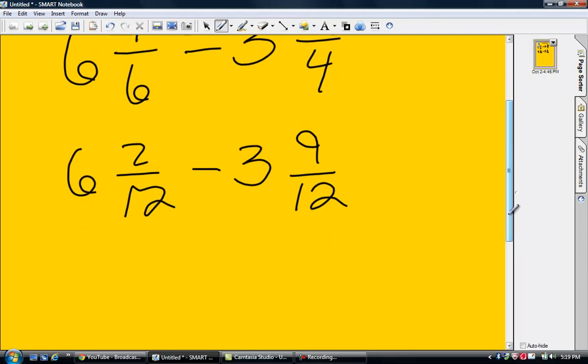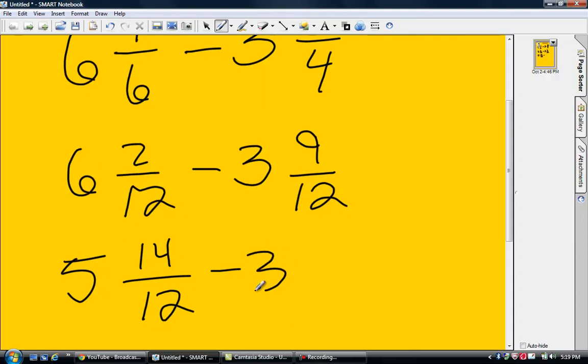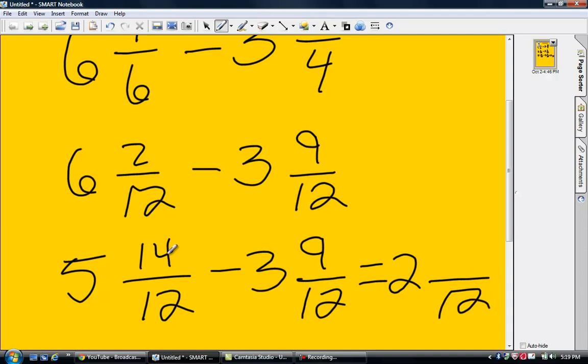Now this problem is similar to the last problem we just computed because this 2 is smaller than that 9. So we're going to work that magic, and we're going to borrow 1 from this 6 and make this 14 over 12 minus 9 over 12. And now we're in the comfort zone of being able to work straight across. 5 minus 3 is 2. Bring over your 12. 14 minus 9 is 5, and we're all finished.